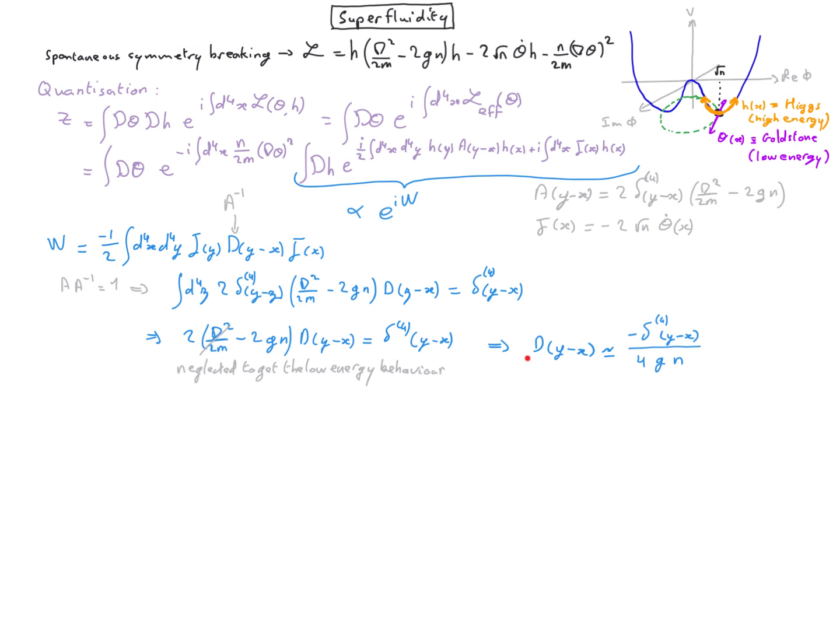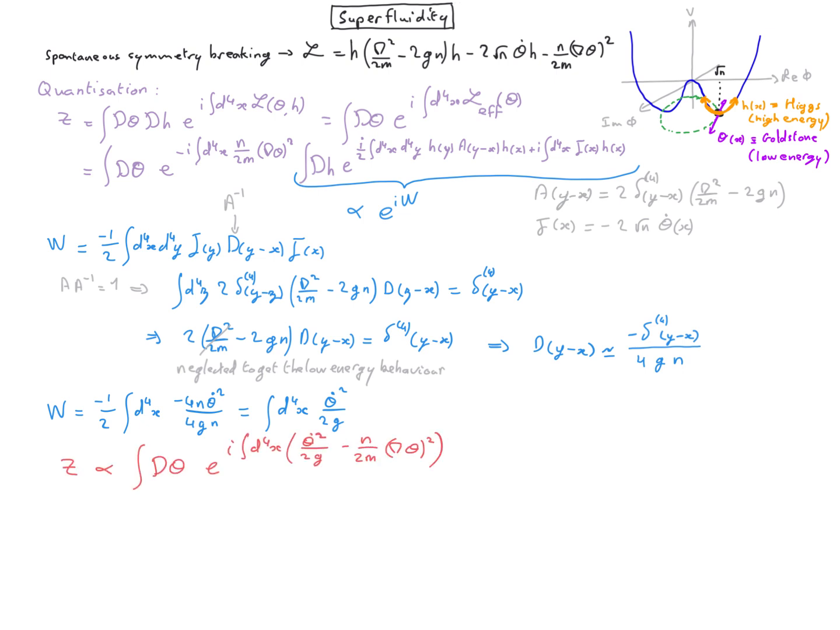Substituting the expression for the propagator into the expression for W, and also using the expression for J, we then get our path integral as a function of theta only. This gives our expression for the effective Lagrangian. As expected, we see that there is no mass term for the Goldstone mode. This effective Lagrangian characterizes the physics of our superfluid at very low energy.